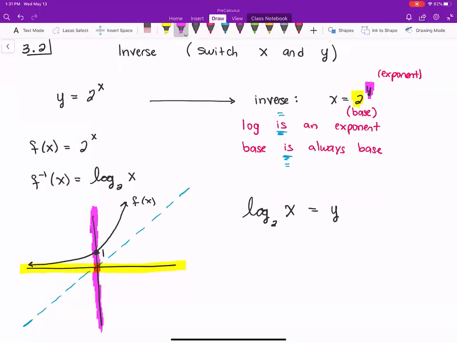And my graph would look something like, I would switch all my ordered pairs. So instead of 0, 1, I now have the ordered pair 1, 0. And you're switching all of your ordered pairs around. So my graph would have looked something kind of like this. So this would be the graph of the inverse of f of x, which is the log.